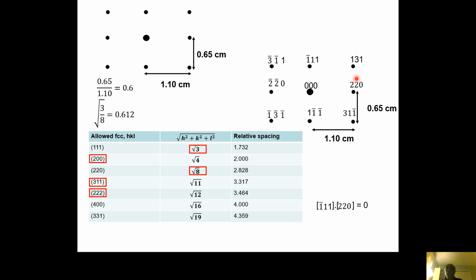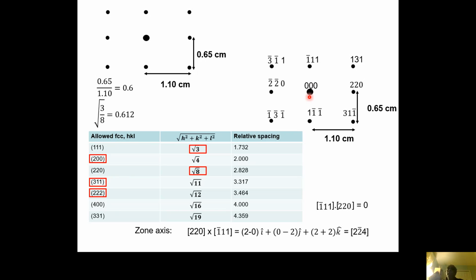So now, if you want to find the zone axis for this crystal, you just want to take the cross product of those two. So if you take 2, 2, 0, and if you take minus 1, 1, because this is this vector and this vector, if I take the cross product, that's the axis perpendicular to that one, right?